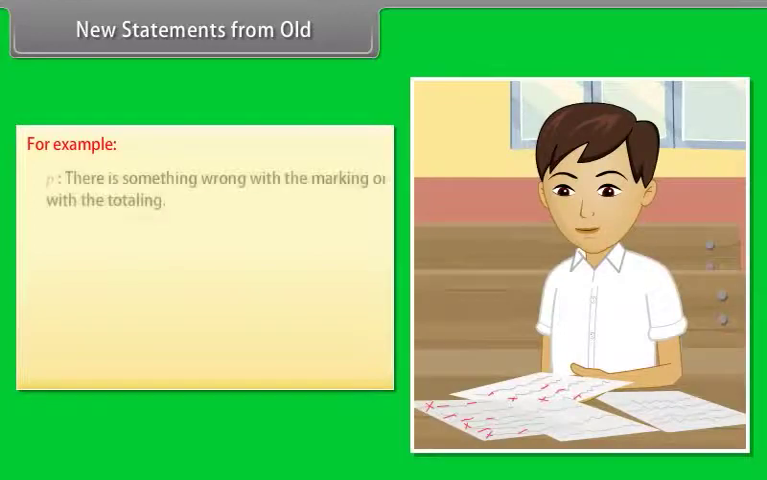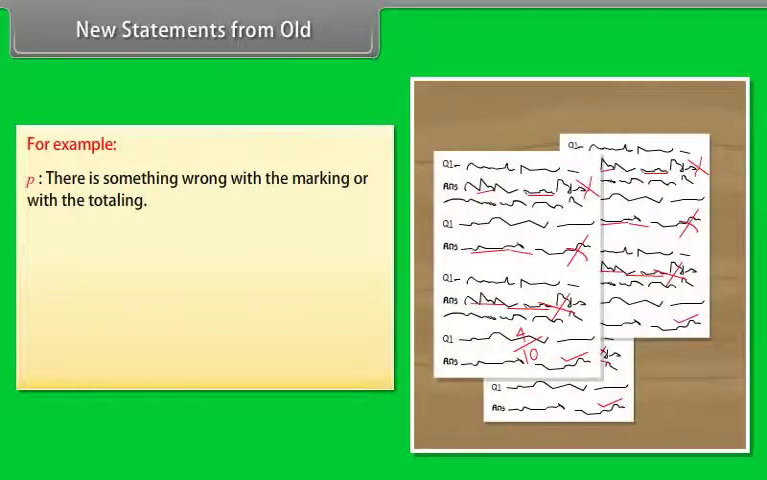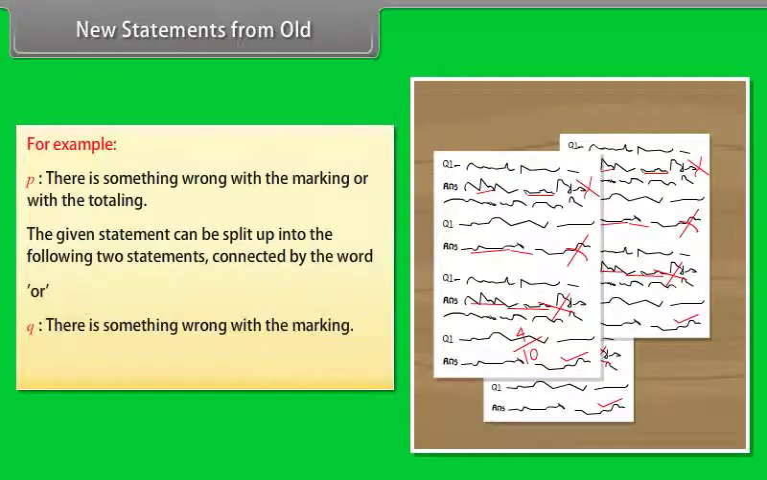For example, P is a statement that there is something wrong with the marking or with the totaling. The above statement tells us that there is something wrong in the marking by the examiner, or there is something wrong in the totaling. The given statement can be split up into the following two statements, connected by the word or. Q is a statement that there is something wrong with the marking. R is a statement that there is something wrong with the totaling.